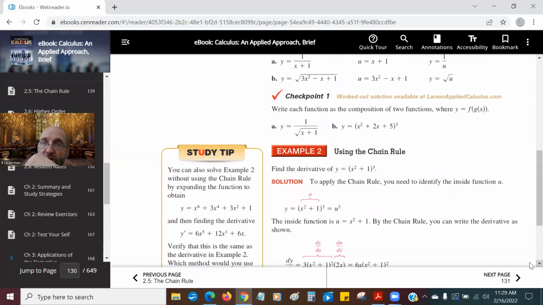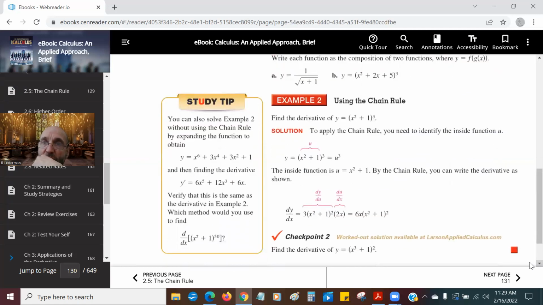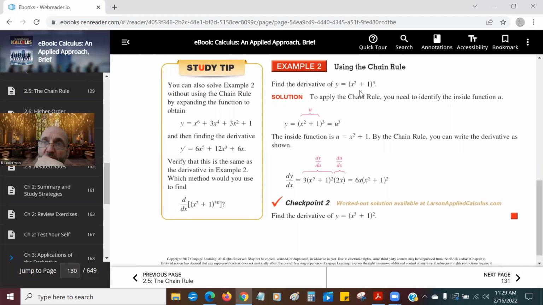Right now we just wanted to see how to break up a composite function into the two. Now let's use the chain rule to get a derivative. Here we have example 2. This is a composite function. X squared plus 1 is the inner function. Raising to the 3rd power is the outer function. So we're going to take the x squared plus 1 and call that u. So y is equal to u to the 3rd power. The derivative of u to the 3rd power is 3u squared. But now if you notice, we sort of back substituted. We put back the x squared plus 1.